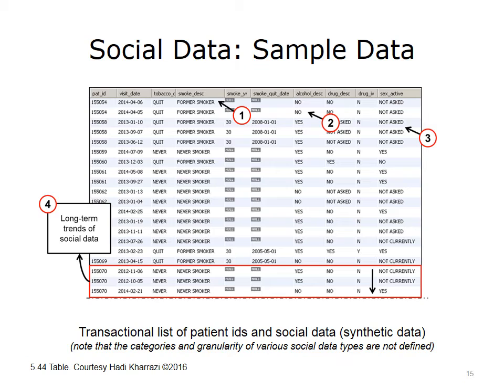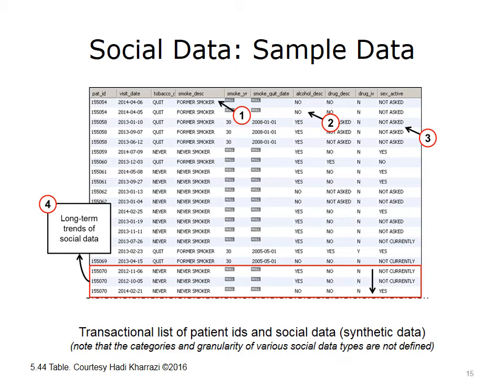Arrow 2 shows the yes and no answers to alcohol consumption, without having extra information on the intensity of alcohol consumption. Arrow 3 points at the cells that are often denoted as "not asked" for various social data types, especially sensitive ones, such as sexual activity. These empty or not asked cells often make the use of social data for population health analytics complex.